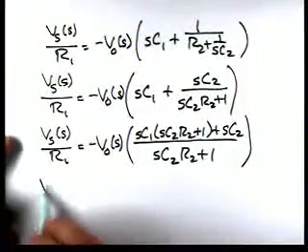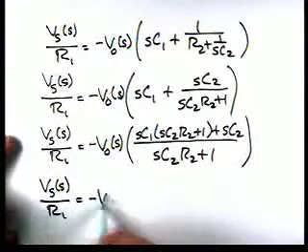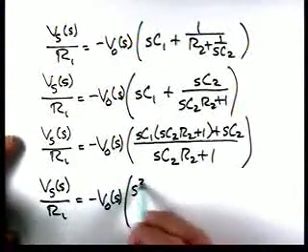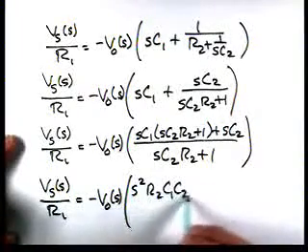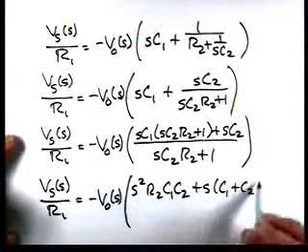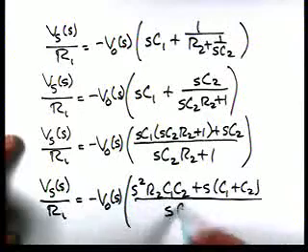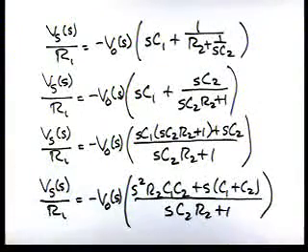And continuing, collecting up terms here, we have S squared R2 C1 C2 plus S times C1 plus C2 over S C2 R2 plus 1. So we're just continuing on with the algebra.